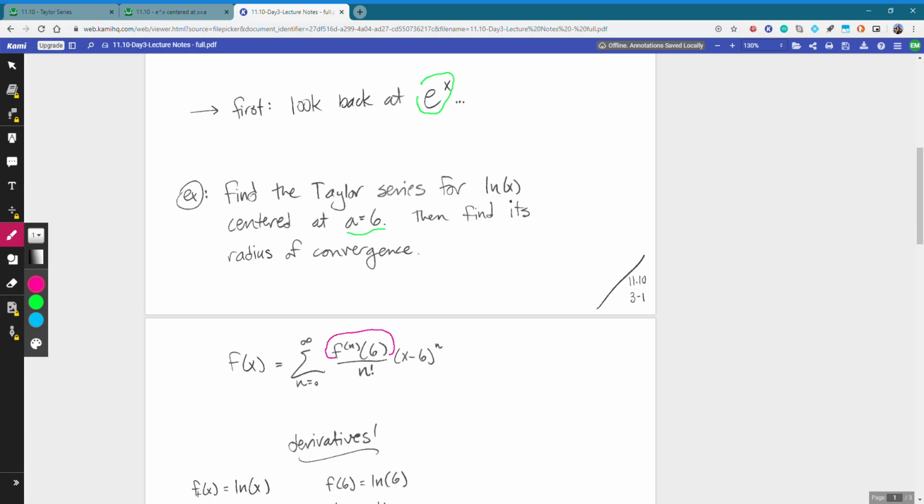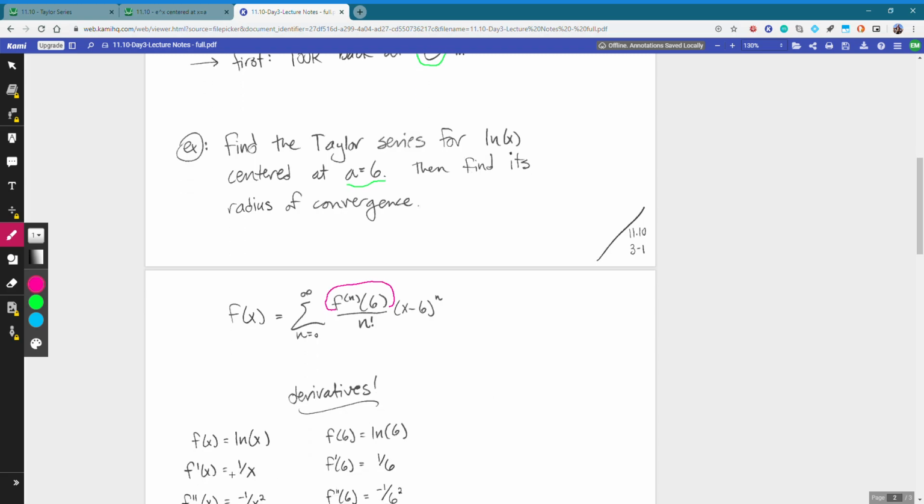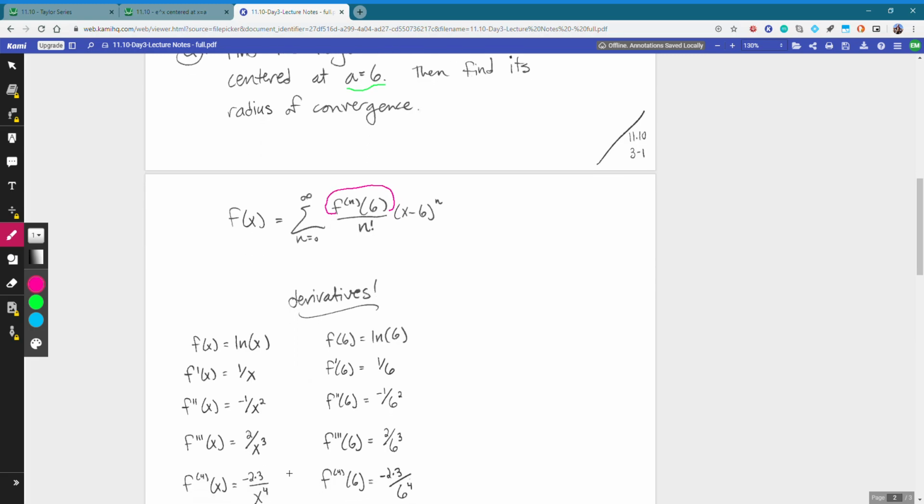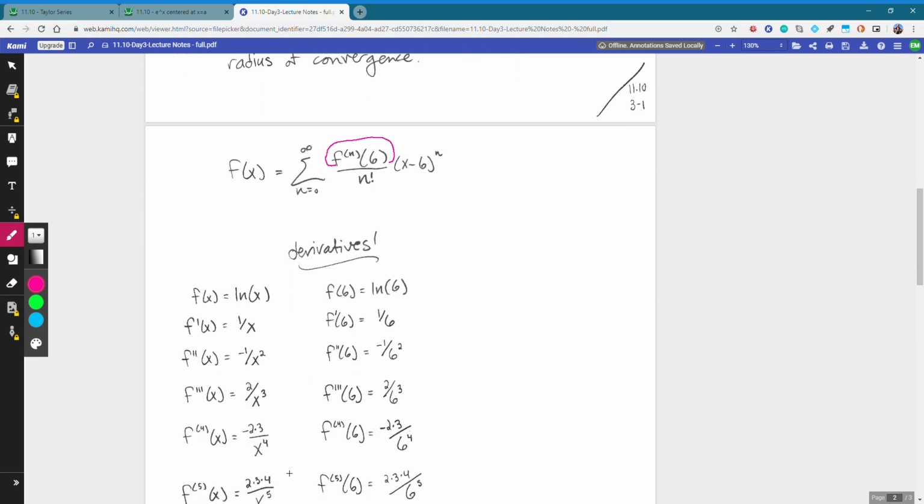The 0th derivative is just our function. Plug in our center, get natural log of 6. If we take the derivative, we're going to get 1 over x. Plug in 6, get 1 over 6. And I'll just bring up the rest of them.